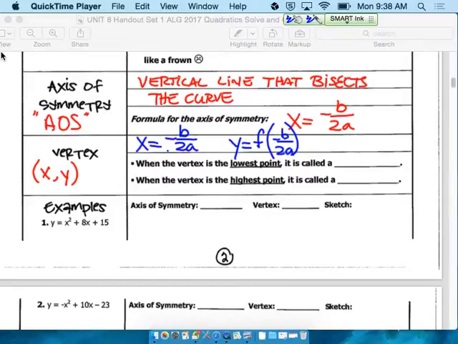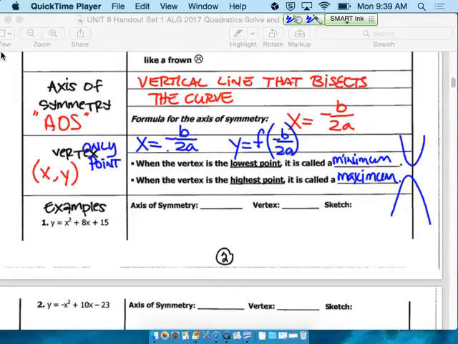The axis of symmetry is just simply a vertical line. When the vertex is the lowest point, meaning your shape turned up, it's called a minimum value, or a minimum. And if your vertex is the highest point, meaning that your graph was concave down, it's called a maximum. And it's also worth noting that the vertex is the only point without a symmetric partner.